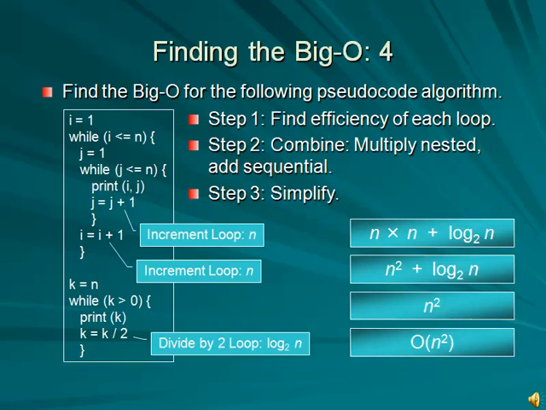And the final stage of simplification? Well, we have n squared plus log n. We throw away or discard the term that's least significant, the log n, and we're left with n squared. Hence, the big O is n squared.